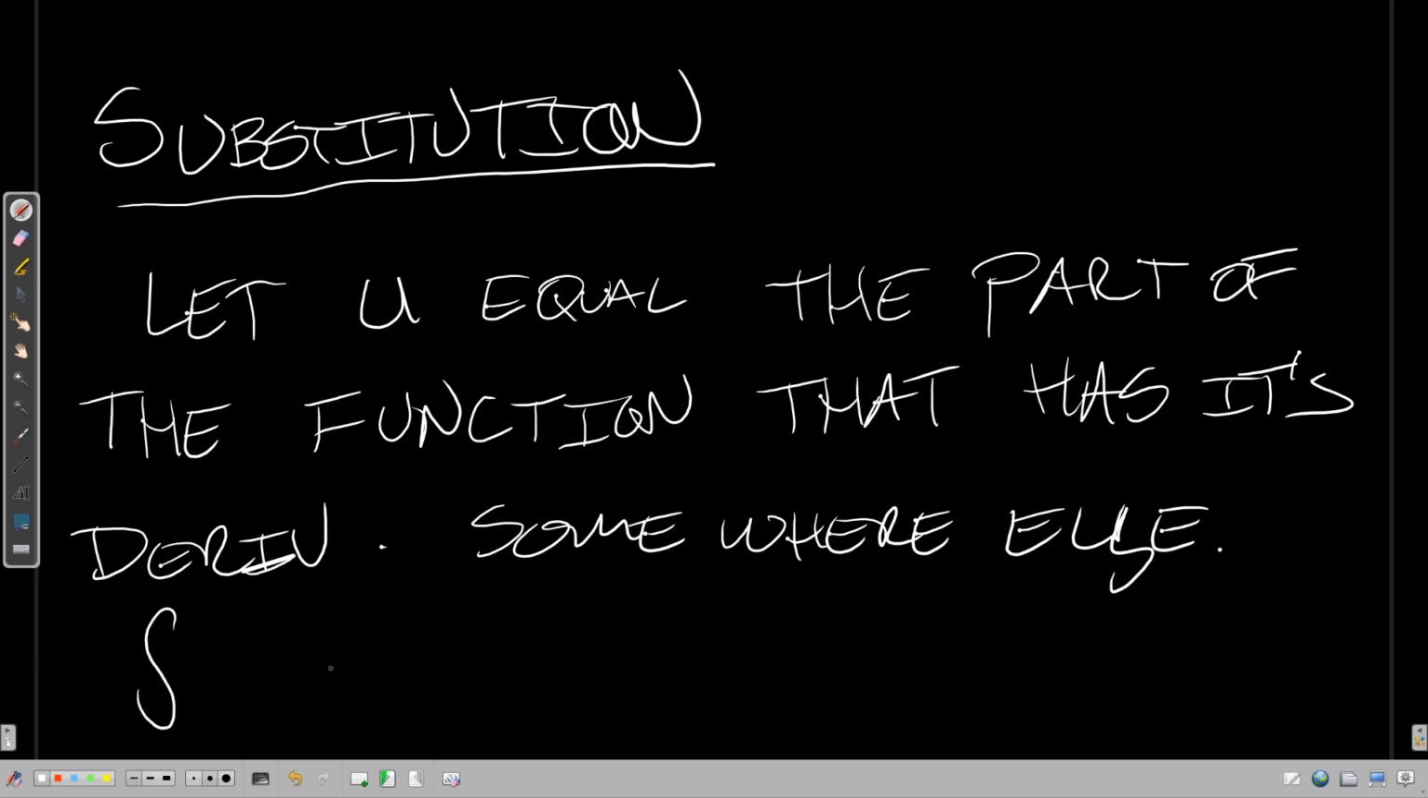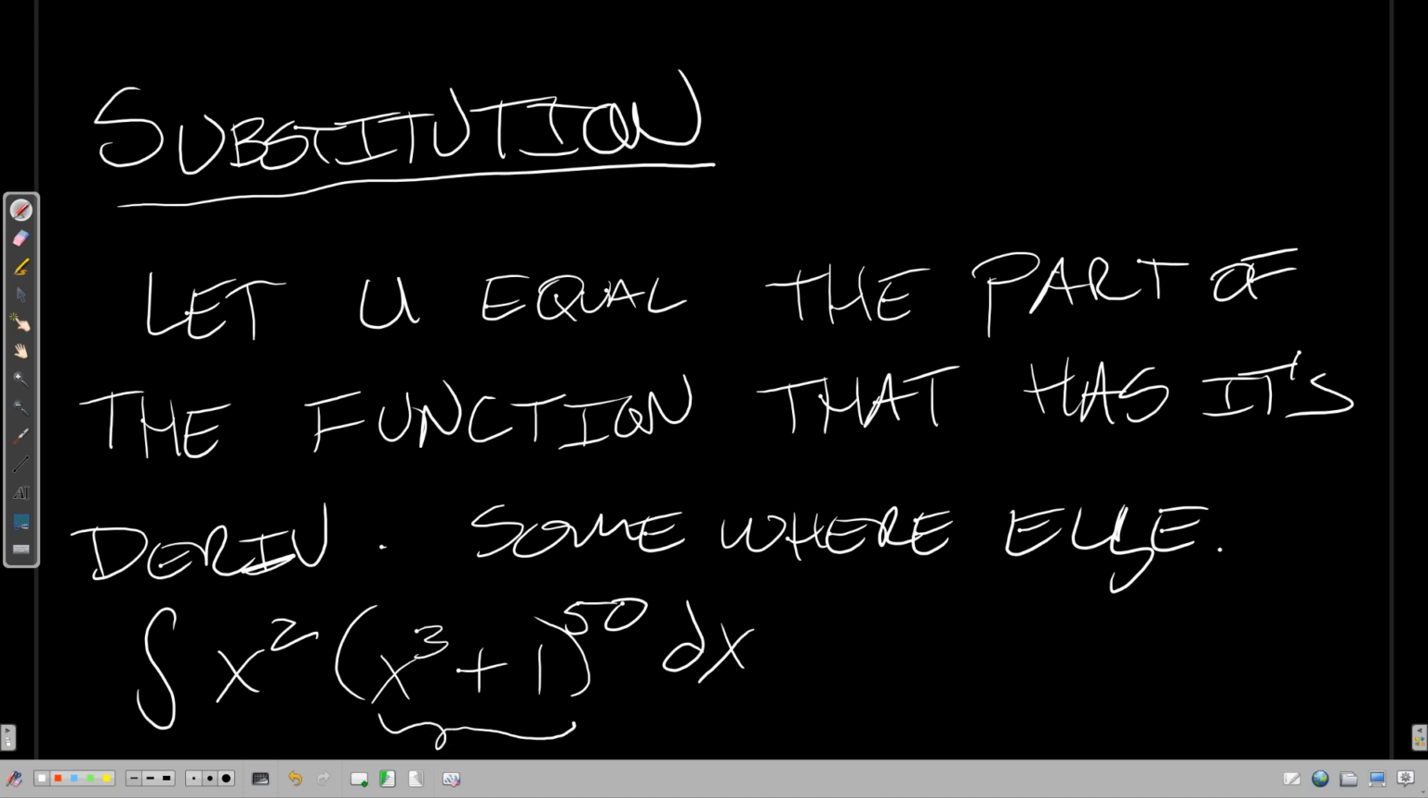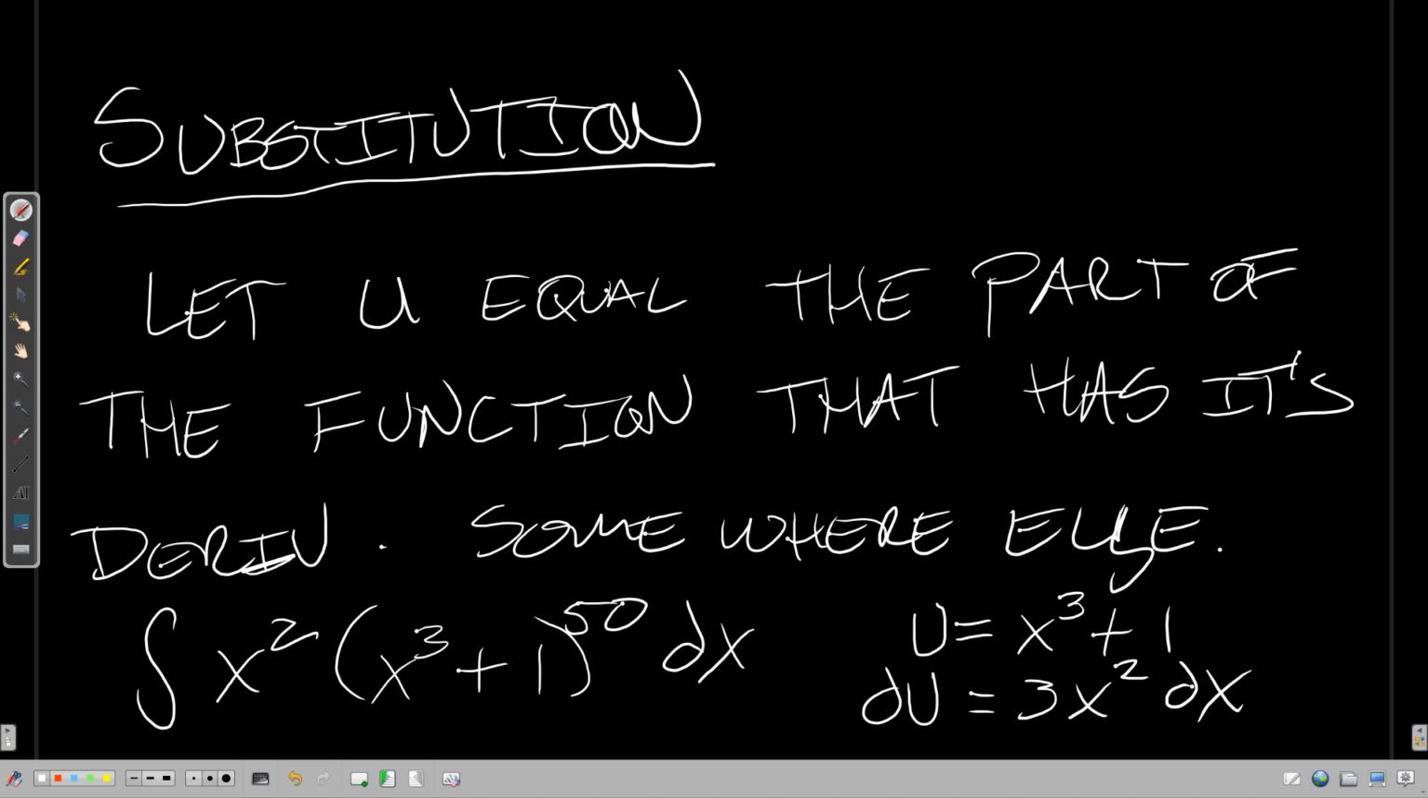So if I want to integrate, let's say here's an x squared, and then here in parentheses I have an x cubed plus 1 to the 50th power, then I can see that x cubed plus 1 has a derivative that looks like an x squared, right? So u would have to be x cubed plus 1, because then du would be 3x squared dx, and then you just divide both sides by 3, and then you would have an x squared dx.